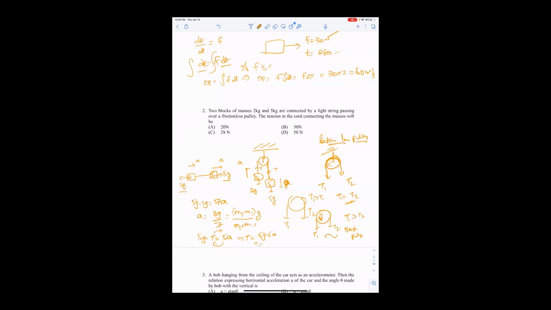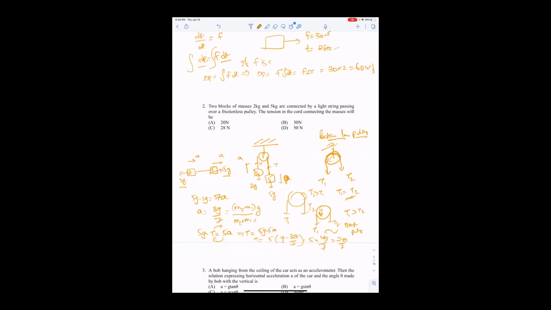So T is equal to 5 into (g minus 3g by 7). So it is 5 into 4g by 7, that is 20g by 7. Is it right? 5 plus 2, 7. Yeah. What is the answer we are getting? Tension in the cord connecting the masses.